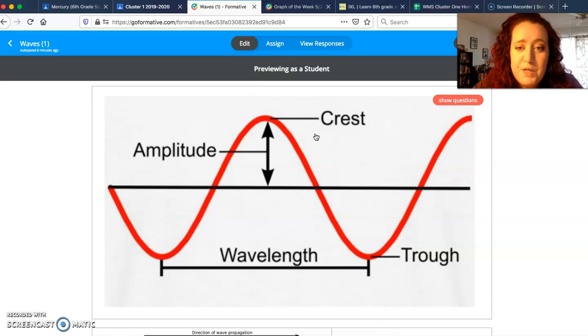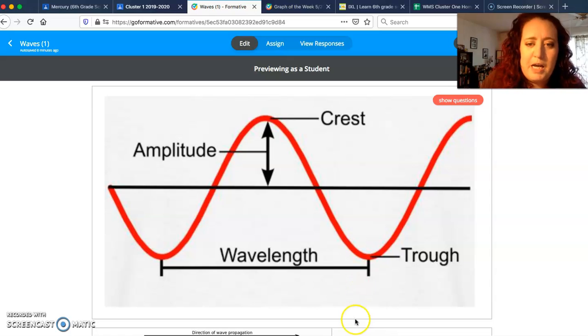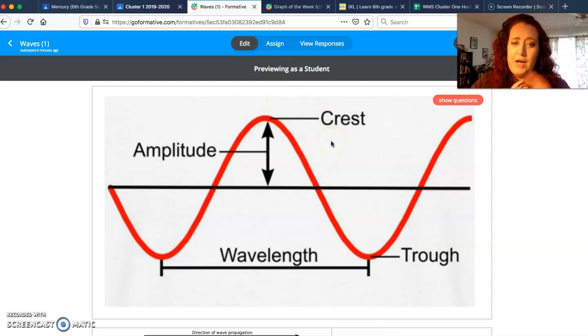So some of the words that we're going to be seeing are words like wavelength. Again, this is a great word. It tells us exactly what it is in the word. It's the length of the wave. Great, that's awesome. When we talk about waves, we talk about crests and troughs. These are words you may have heard before. So the crest is the top and the trough is the bottom.